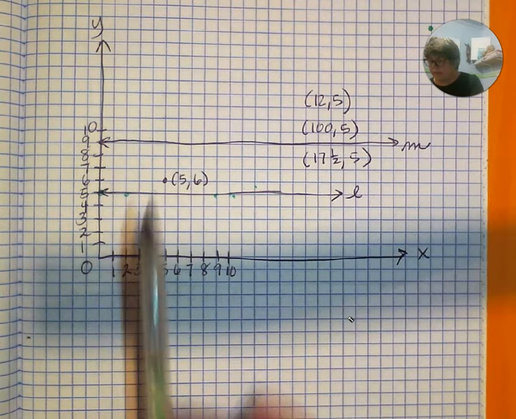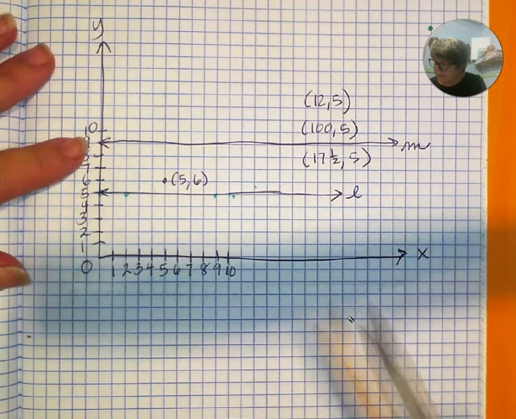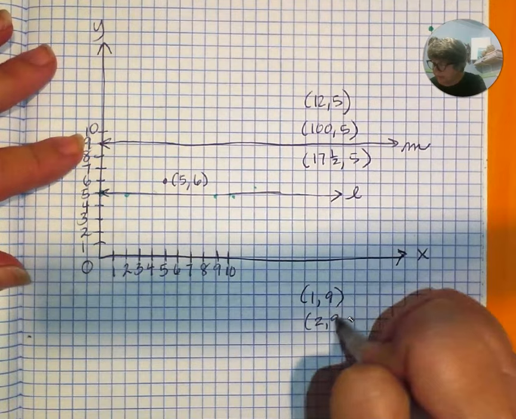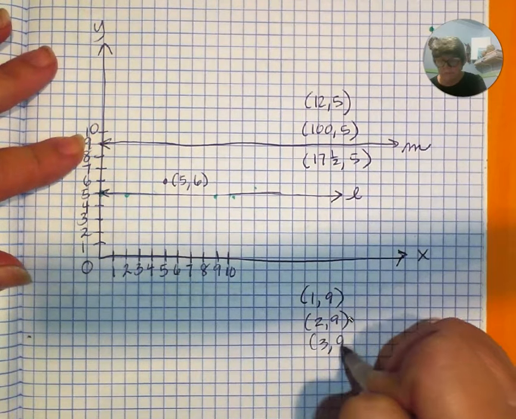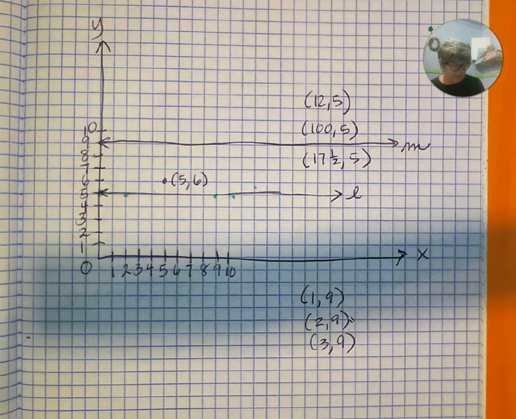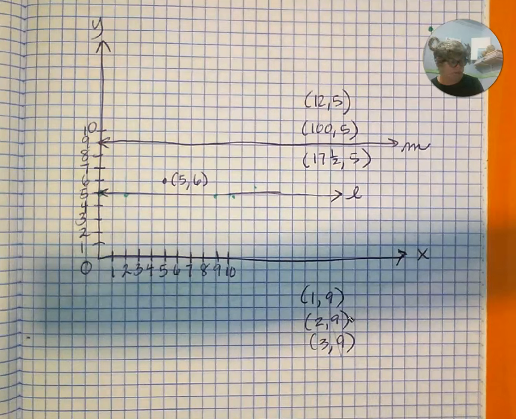I know that my y is always going to be 9. So I could have 1, 9. I could have 2, 9. I could have 3, 9. 4, 9, 5, 9, 6, 9, 7, 9, right? Anything on line 9. Yes? Okay. And if you put yours somewhere else, if you put it on 7, then it's going to have your y-coordinate of 7.